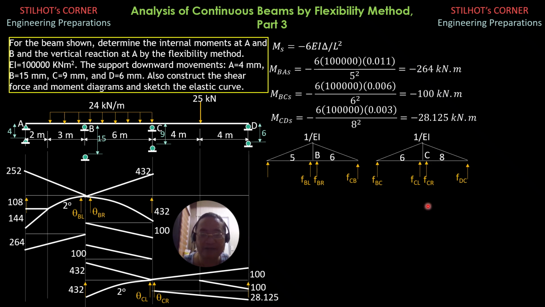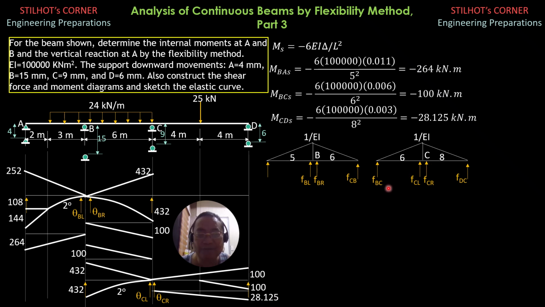I hope you can follow. Call this FB left, FB right. These are the force coefficients. Then adding, that's the force FCC. So this is FCB, the force at C due to the unit load at B. That's the meaning of that. Then by Maxwell's reciprocal deflection, it is equal to FBC, the force at B due to the unit rotation at C. I hope you can follow.